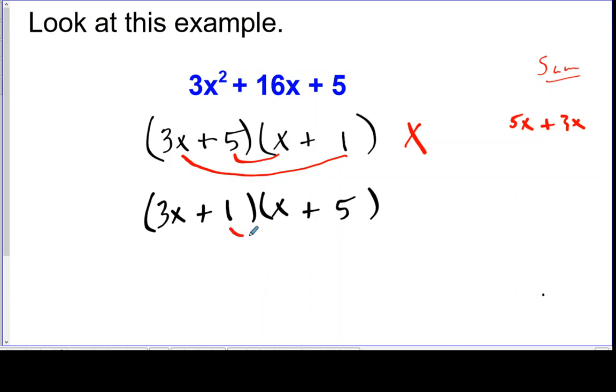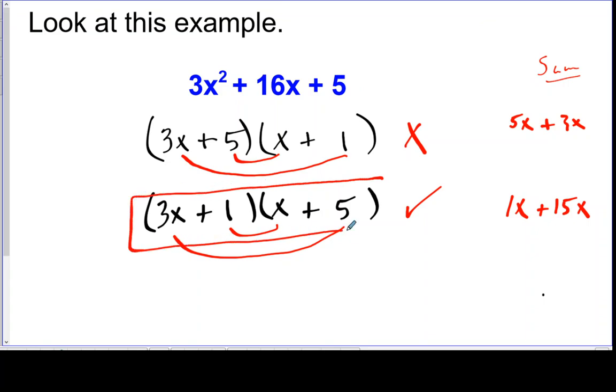Now what do you notice? 1 times x is 1x, and 3x times 5 is 15x. And what do we have? 1x plus 15x is equal to 16x. So we know then that this is our correct factorization of this.